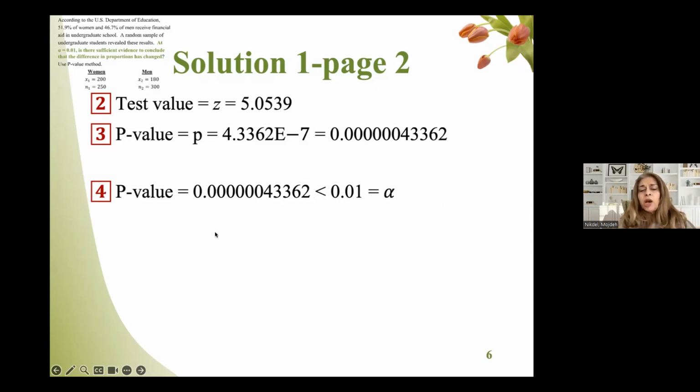Okay. Then I read the sentence from left to right. So p-value is less than alpha. When p-value is less than alpha, it means that p-value is in the alpha region. So p-value is in the alpha region. Alpha region is a rejection region. So we're going to reject the null hypothesis.